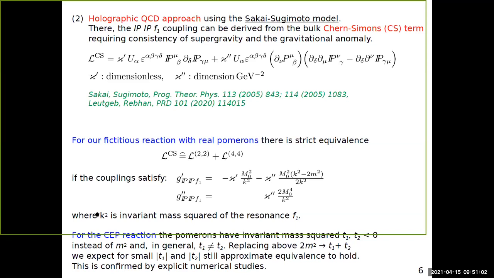For the reaction in which we are interested, the central exclusive production, the Pomerons have invariant mass squared t1, t2 less than 0 instead of m squared. So in general, t1 is different from t2, and replacing above in this relation 2m squared by t1 plus t2, we expect for small t still approximate equivalence to hold. This is confirmed by explicit numerical studies.